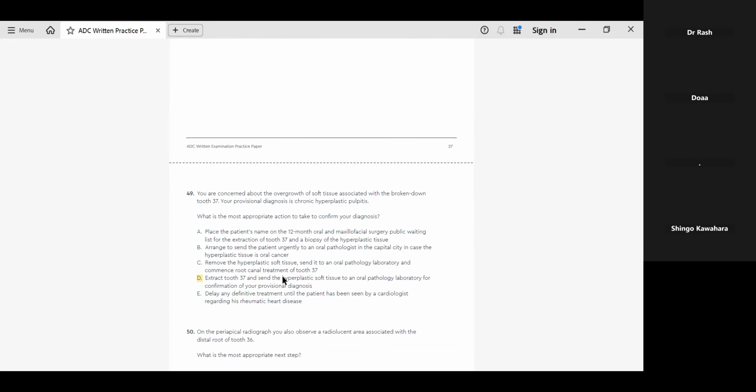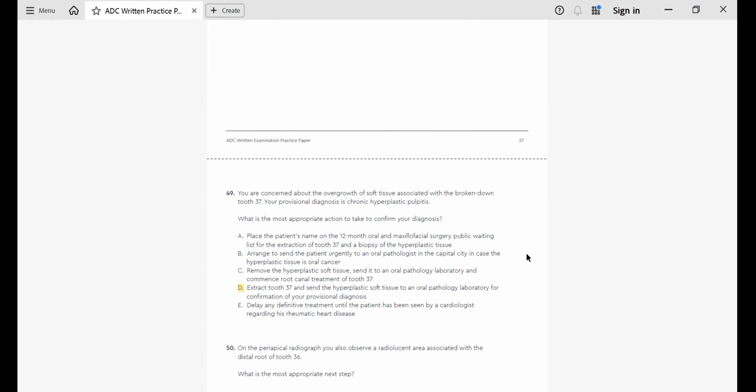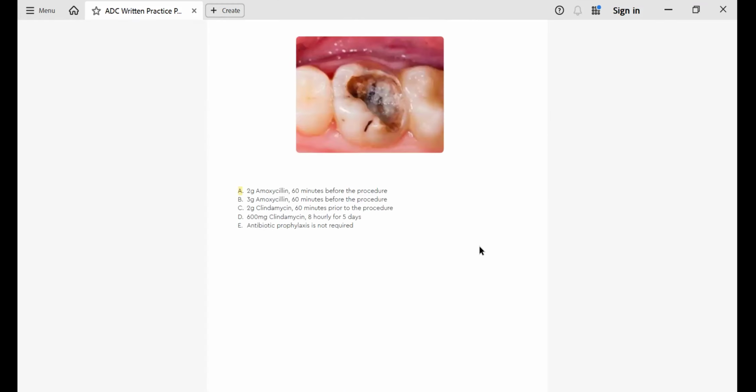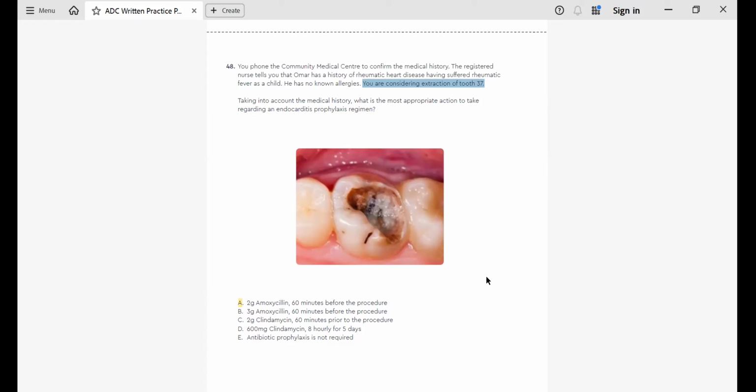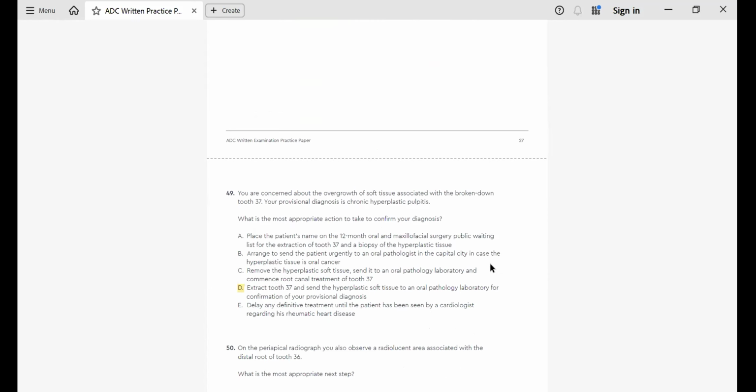So you extract, send the soft tissue to an oral pathology laboratory for confirmation of your provisional diagnosis, right? Because here, you are considering extraction of 237. Okay? The question is telling you that you are considering extraction of 237.